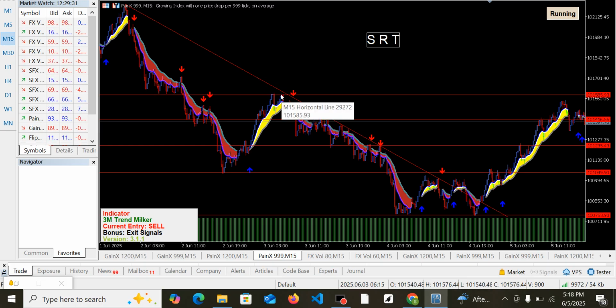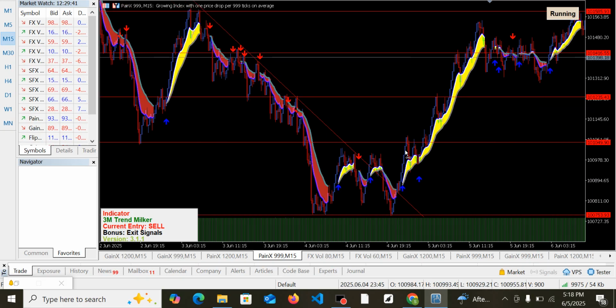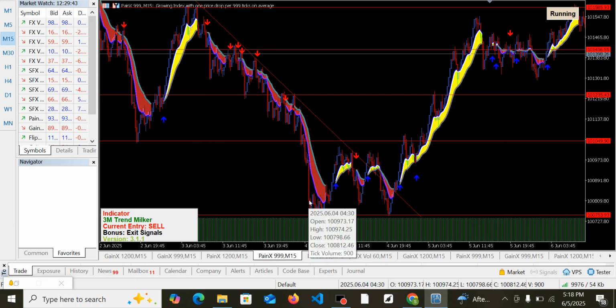So it was unable to go above this resistance zone, so it tried to pull back, but the pullback was strong enough to break out below this particular support zone. So it gave us more selling opportunity at that point till it got to a new support zone.